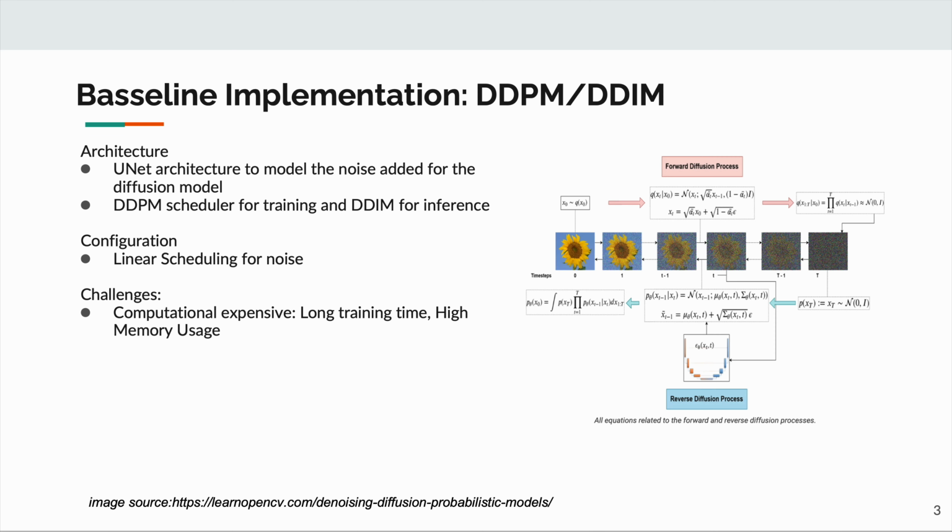For the first part, we did a baseline implementation of the DDPM and DDIM. We used a U-Net structure to model the noise added for the diffusion model. We trained using the DDPM scheduler and used the DDIM for inference. One challenge was the computational expense and the long training time, with each epoch taking over 1 hour.